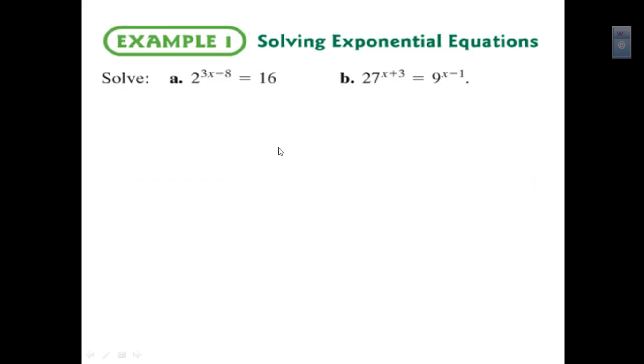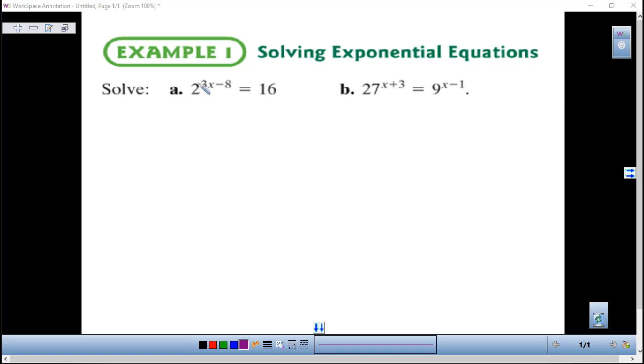So for instance, with this one, if we have 2 to the 3x minus 8 equals 16, I want to take whichever one of these is the larger number and see if I can express that as a power of the base of the other one. So 16 I can express as a power of 2, because 16 is 2 to the 4th power: 2 times 2 times 2 times 2 equals 16. So that means we have 2 to the 3x minus 8 being equal to 2 to the 4th.